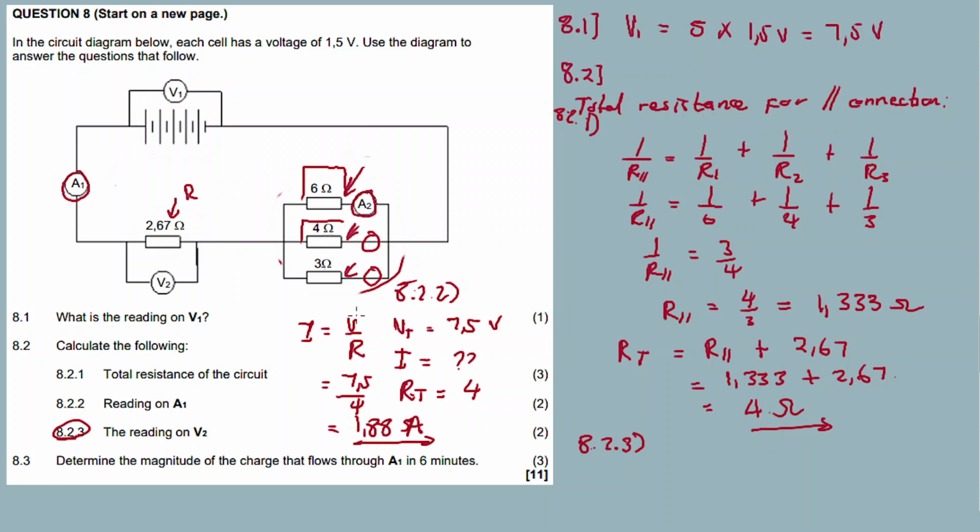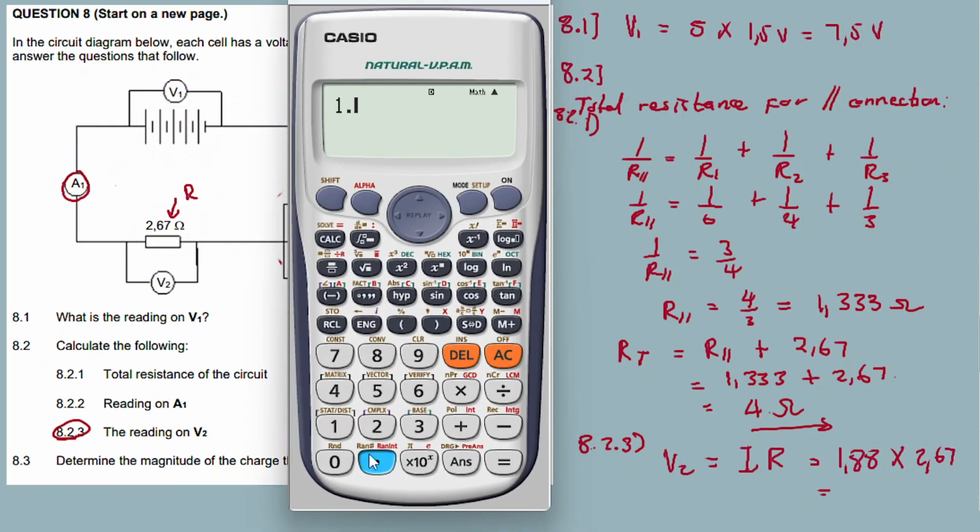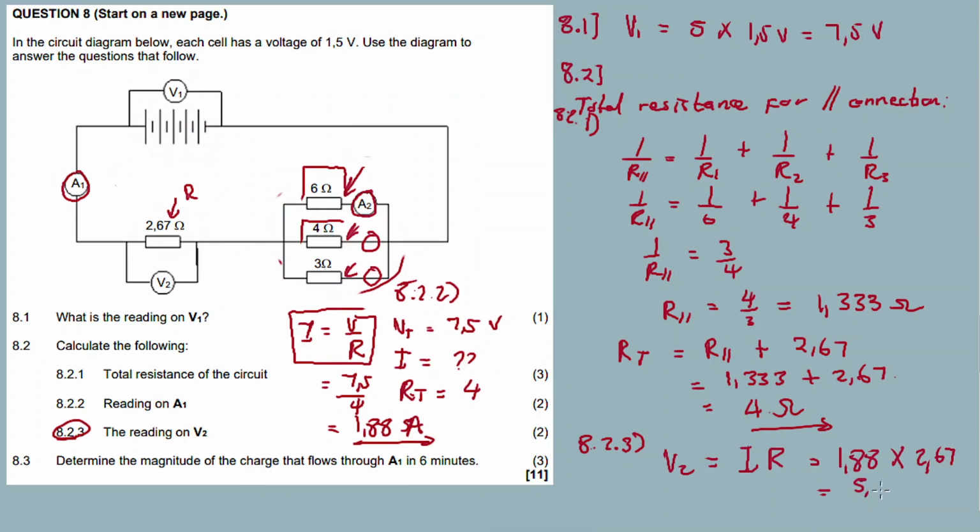So I want V2 on A. V2 will be equal to current times resistance. I'm manipulating the Ohm's law formula. The current is 1.88 times the resistance 2.67. 1.88 times 2.67, the answer is 5.02 volts.